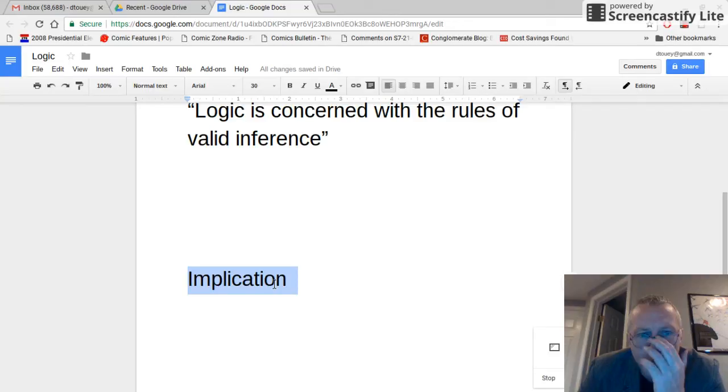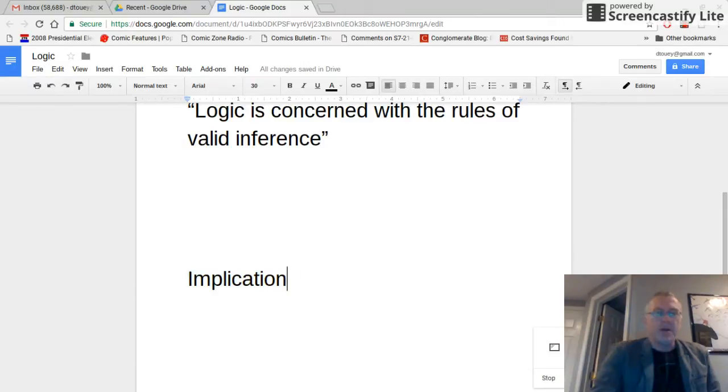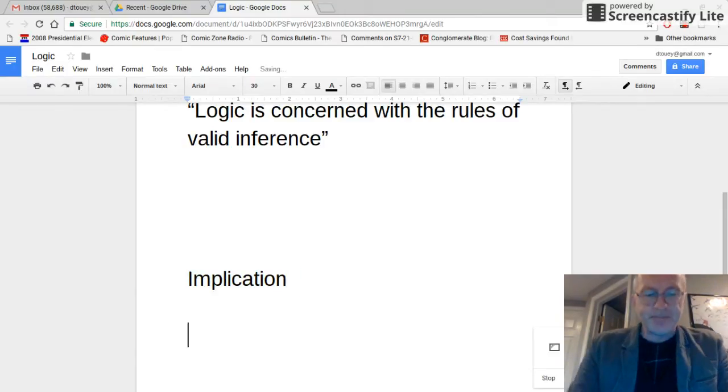You might say that logic is so much about implication, and it's about inference too. But again, what is the difference between an implication and an inference? Well, let's give an example here. Implication.